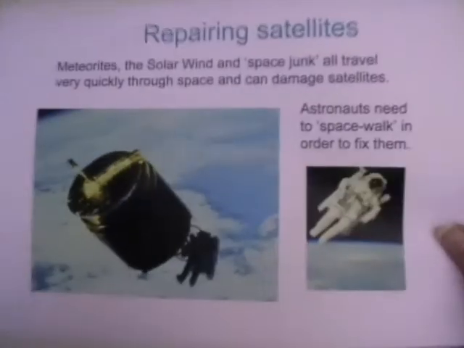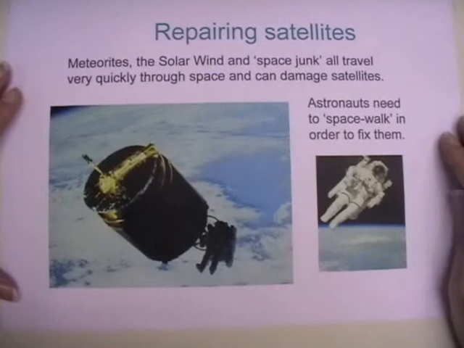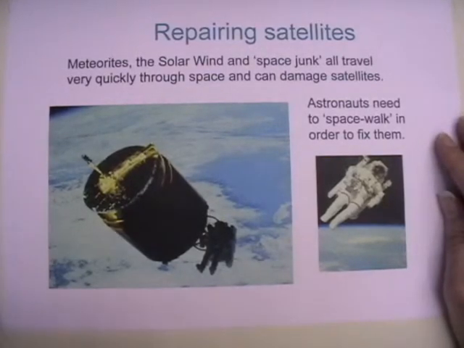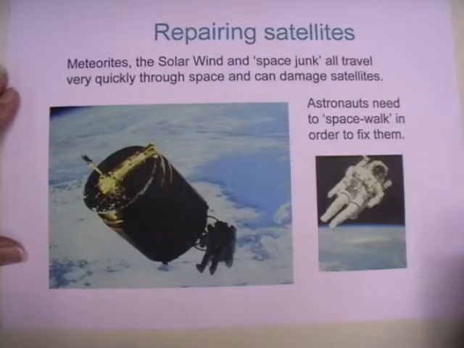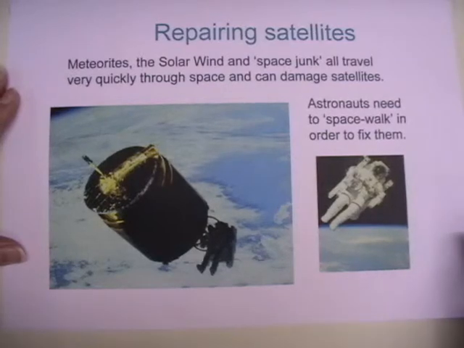So whilst we send satellites into orbit, we don't just abandon them. We have to be able to repair them and maintain them. Meteorites, the solar wind and space junk all travel very quickly through space and can damage satellites. Therefore, astronauts need to be able to spacewalk in order to fix them.